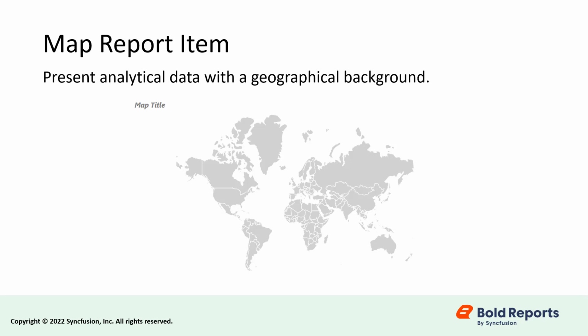Hello everyone. Welcome to this video on the map report item. A map is a data visualization report item that can be used to present analytical data with a geographical background. It helps to visualize factors such as population density, election results, sales, weather, and popularity of social networking sites.